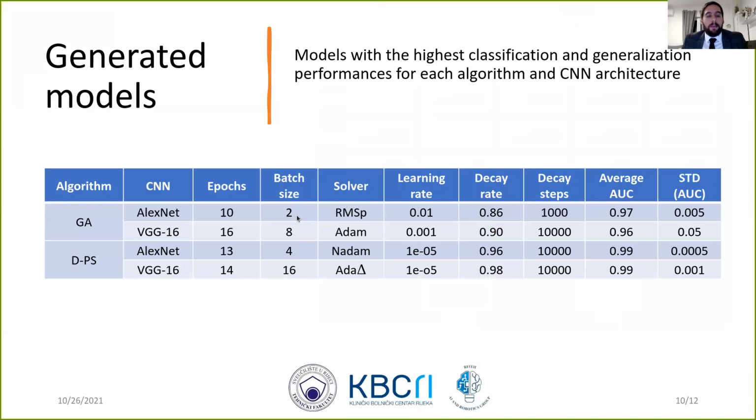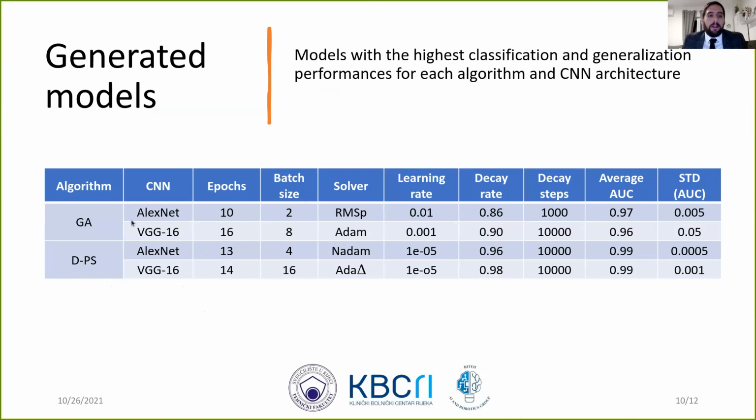By using the presented algorithms, we have generated some models. As can be seen from the results, if a discrete particle swarm approach is utilized, high classification and generalization performances are achieved regardless of which CNN architecture is utilized. So we can see that if we use the more simple AlexNet architecture combined with the discrete particle swarm algorithm for model selection, high classification and generalization performances are achieved.